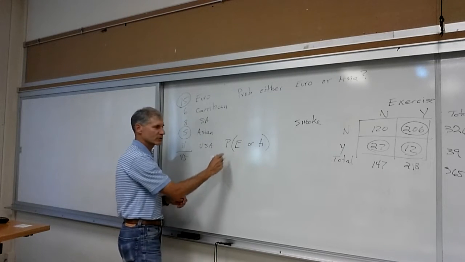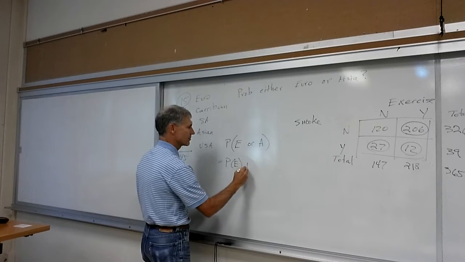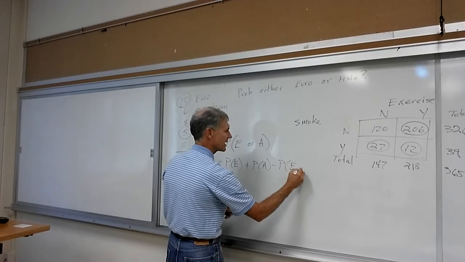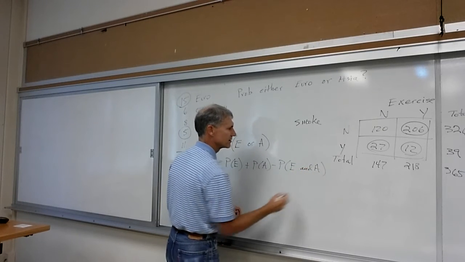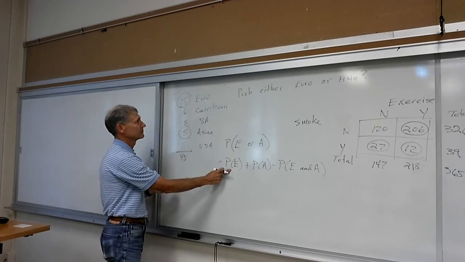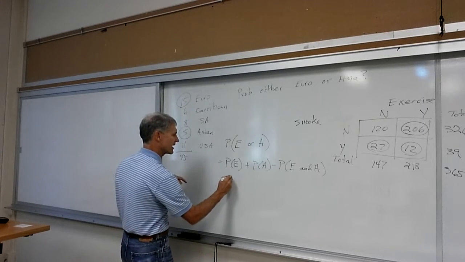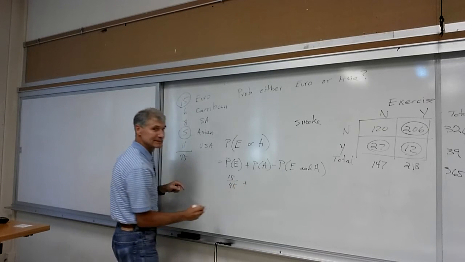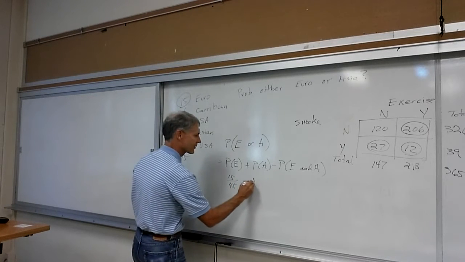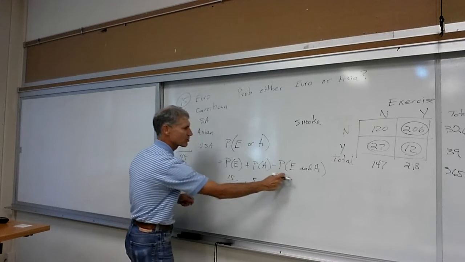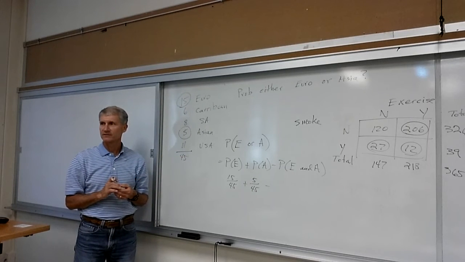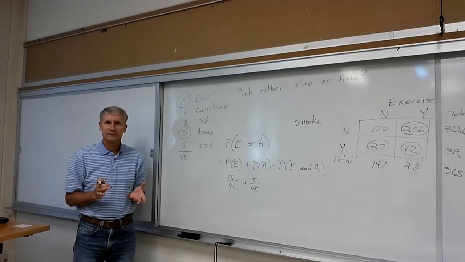By the addition rule, that's the probability of Europe plus the probability of Asia minus the probability of Europe and Asia. Okay? What's the probability of Europe? 15 out of 45. What's the probability of Asia? 5 out of 45. What's the probability that one flight is both a European flight and an Asian flight? 0. It can't happen.